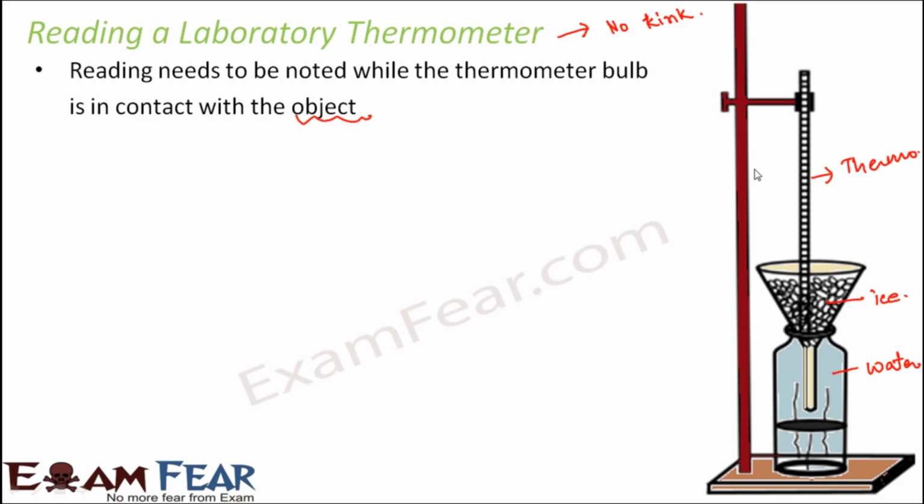Because the mercury level doesn't fall back. But in this case, if you try to do the same thing, like first you insert the thermometer inside water and then you take it out. As soon as you take it out, the mercury level will fall back. So you will not be able to read the temperature. So that is one very important thing which you should remember when you are using laboratory thermometer.